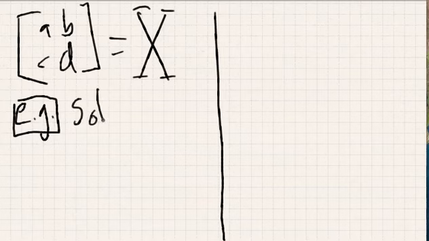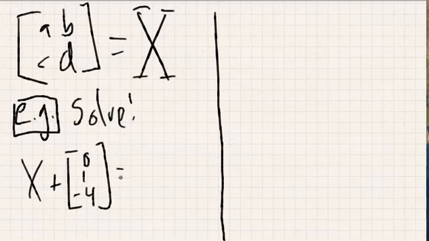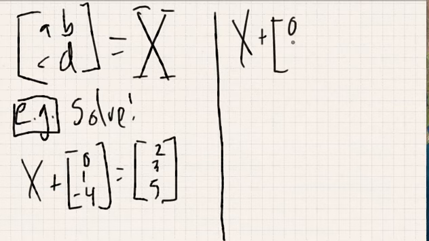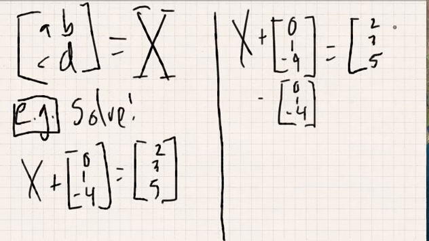Let's do a column matrix. So X plus 0, 1, -4 is equal to 2, 3, 5. And so I will subtract this matrix from both sides. So X plus 0, 1, -4, I'm going to subtract from both sides 0, 1, -4. And that's equal to 2, 3, 5.